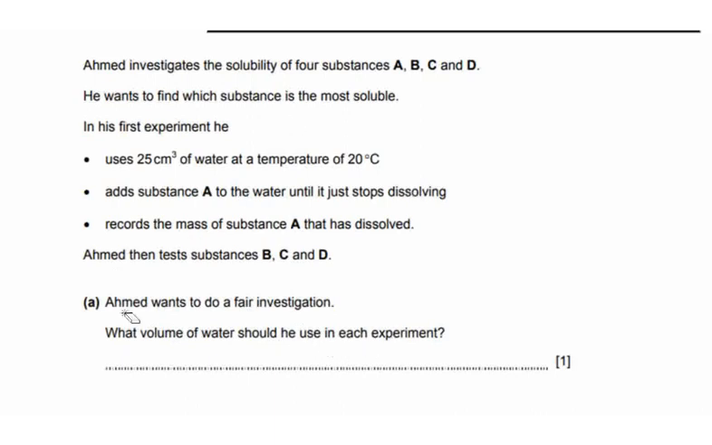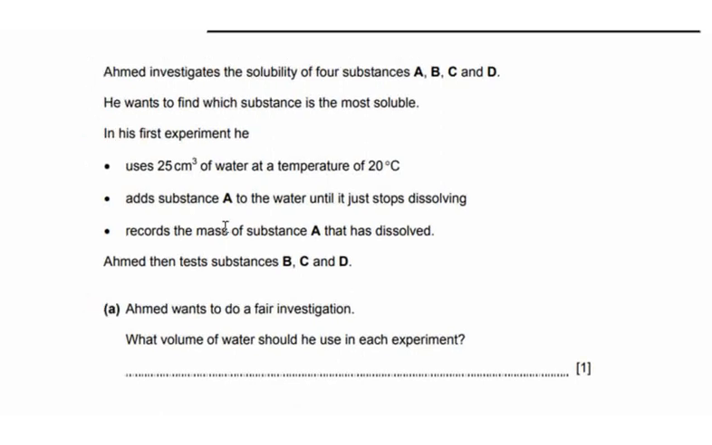10 seconds from now. Have you got the answer? If you need some more time, you may pause the video. Now let's go see the answer.